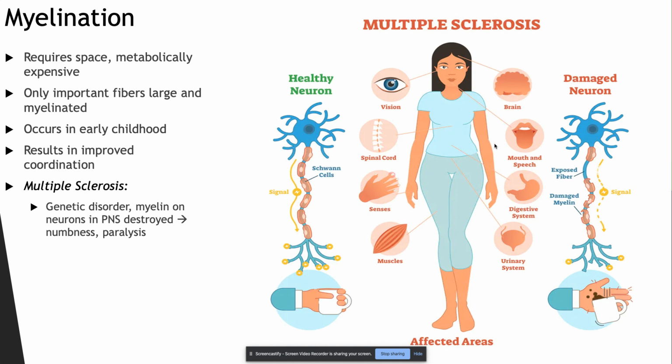There's also a disorder here that we can talk about, which is multiple sclerosis, or MS, which is the genetic disorder that affects the myelin on neurons in the PNS.